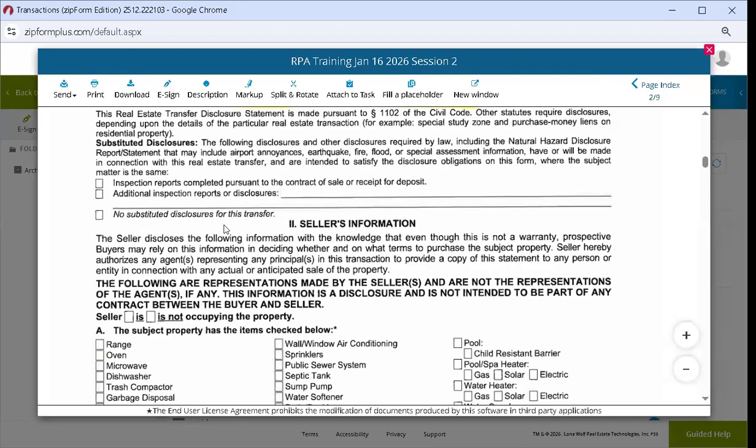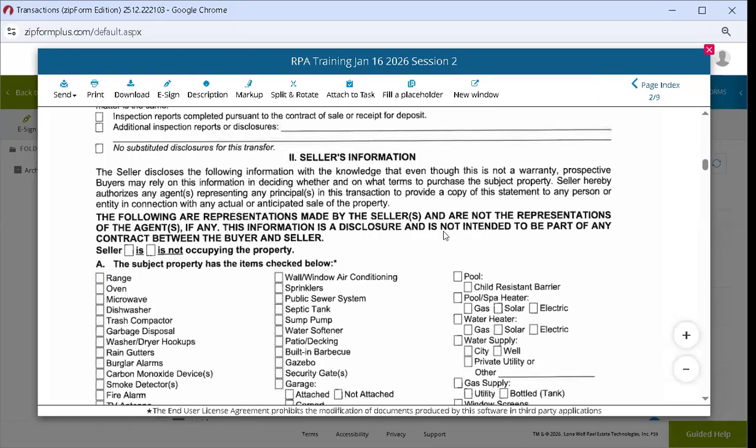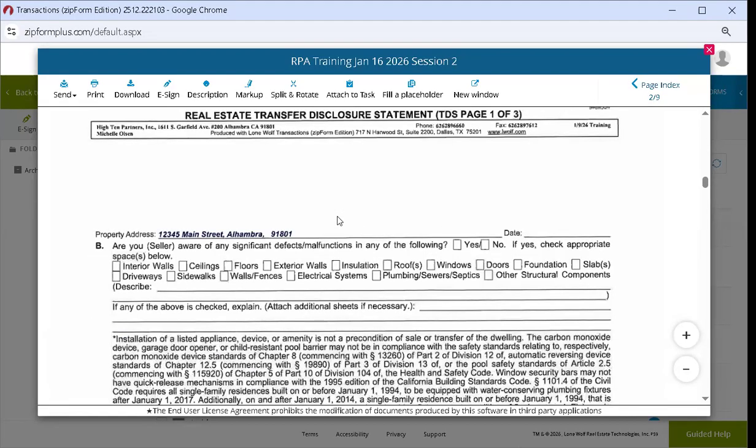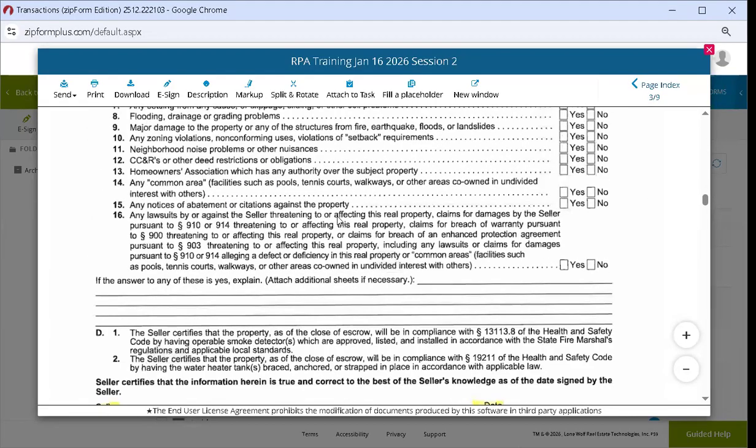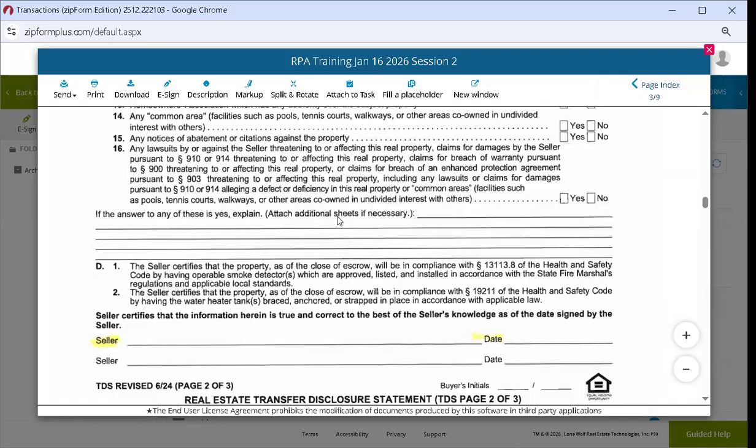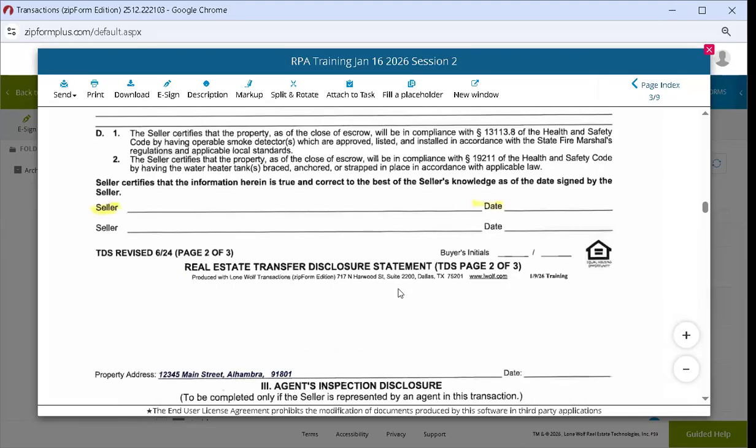So they're talking about this section here needs to be completed. And of course, the seller's information section. Please don't forget to check if they're occupying the property or not. This is the seller's responsibility. We do not fill any of this out for them, and they're going to sign and date it. This date here, when they complete it, will be the date on the first page, because that's when this report was completed.